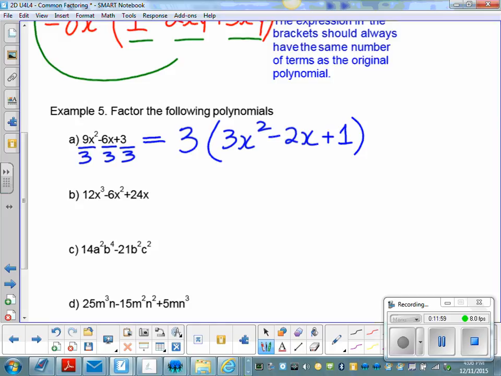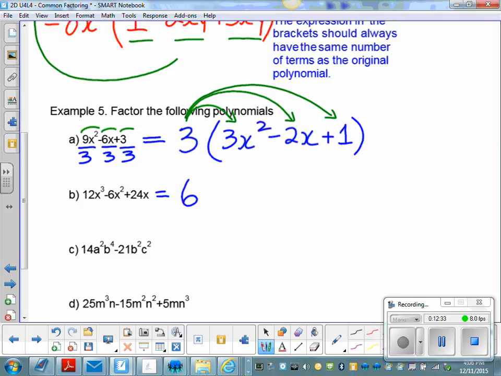And again, you don't have to do this. You can do this in your head if you wanted, but double check what you get. If I multiply 3 times 3x squared, I get 9x squared. If I multiply 3 times negative 2x, I get negative 6x. And if I multiply 3 times 1, I get 3. So I know that I factored that correctly, because if I work backwards, I would get back to the original question.